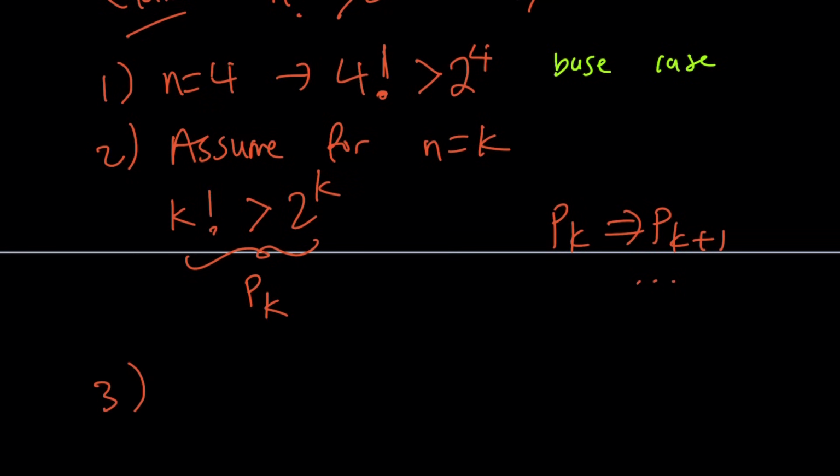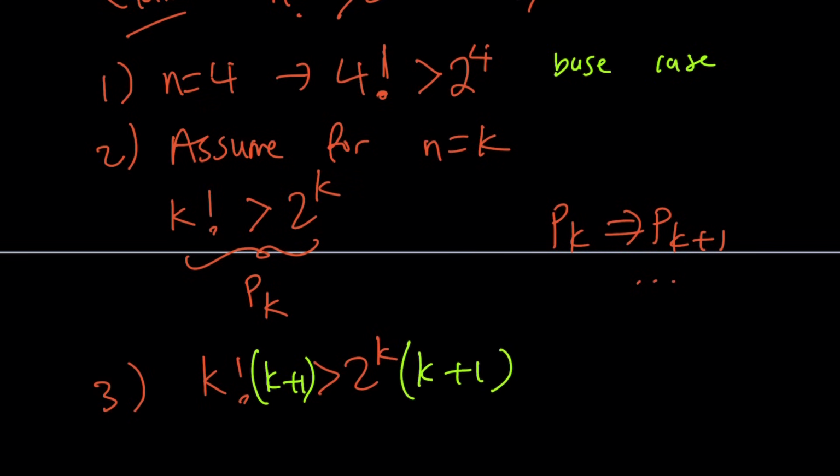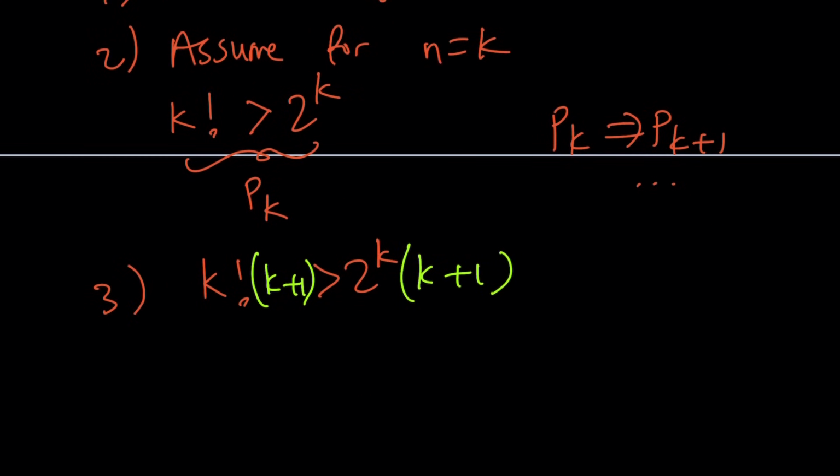So first of all, we're going to start with k factorial is greater than 2 to the power k. Okay? I left some space there so I can multiply by something. Now I'm going to go ahead and multiply both sides by k plus 1. So we start with k factorial is greater than 2 to the k, and we multiply both sides by k plus 1. We can do that, right? Okay, since k plus 1 is a positive quantity because k is greater than or equal to 4.